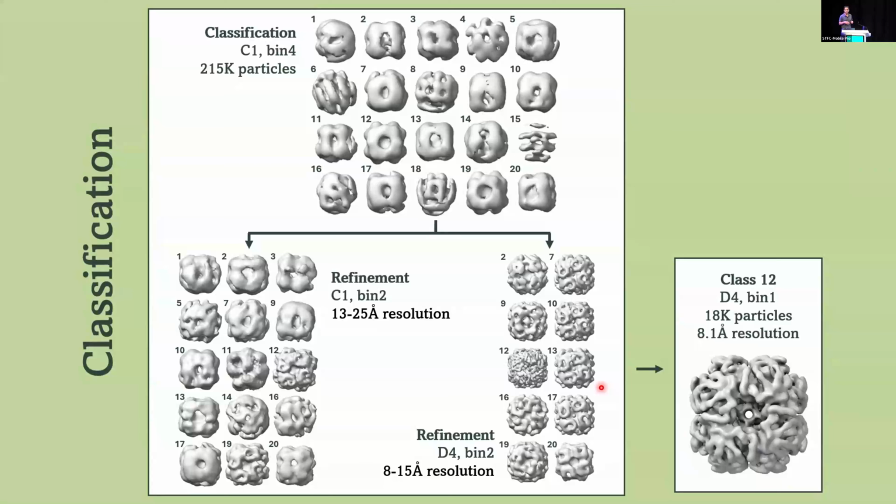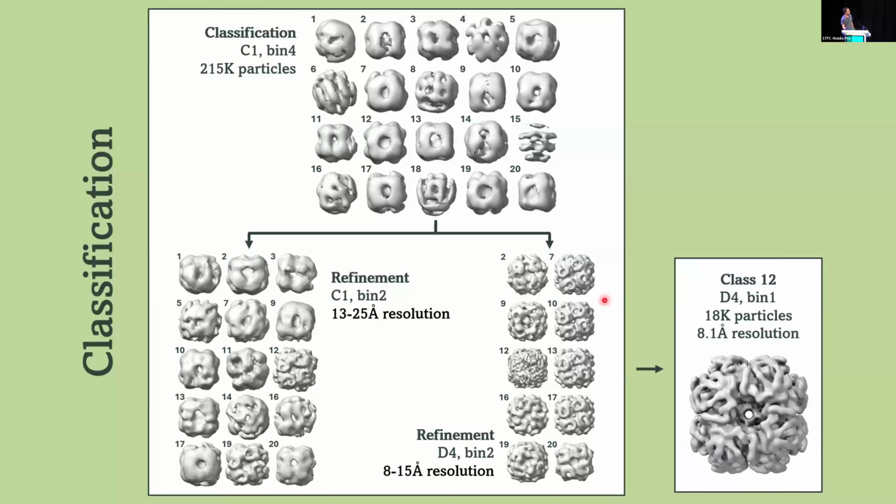sight, it's massively heterogeneous, and I could only do the classification in C1, get meaningful classification in C1, and here you see the best 20 classes, some results better than others, and I did 2 refinements, one in C1 and one in D4 of the same classes. Some results are better than the others.